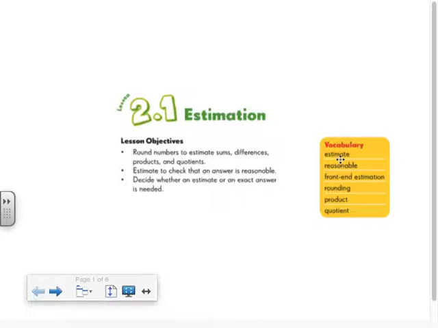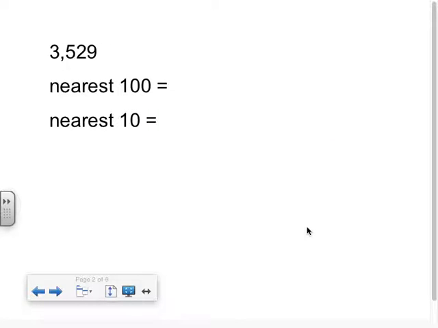The things you definitely have to know are the vocabulary words over here. You have to know what estimate means. Is it reasonable? Front-end estimation, rounding, product, and quotient. Hopefully we right now are thinking a product is multiplication and quotient is division. All right, so here's a sample problem.